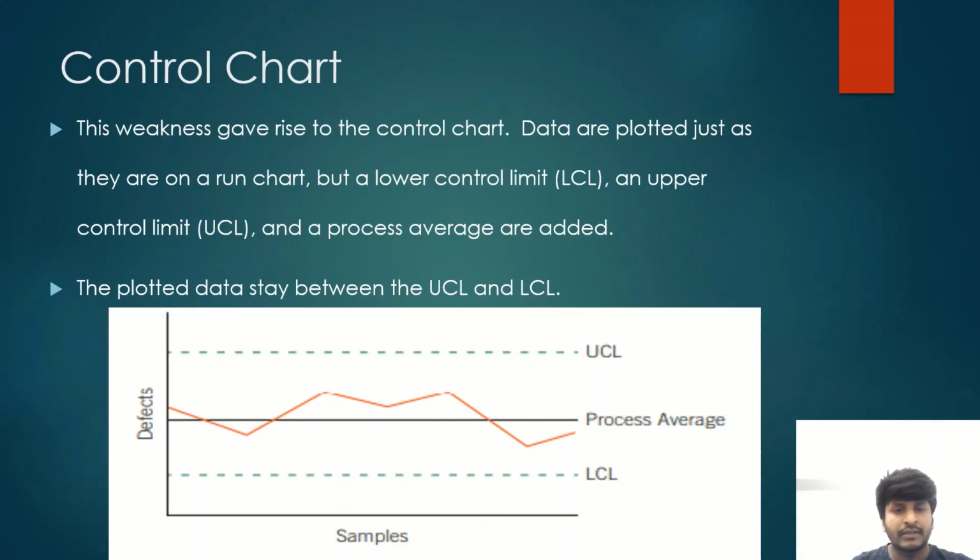On such a chart, data are plotted just as they are on a run chart, but a lower control limit, an upper control limit, and a process average are added. The plotted data stay between the upper control limit and lower control limit while varying about the center line or average only so long as the variation is the result of common causes such as statistical variations.